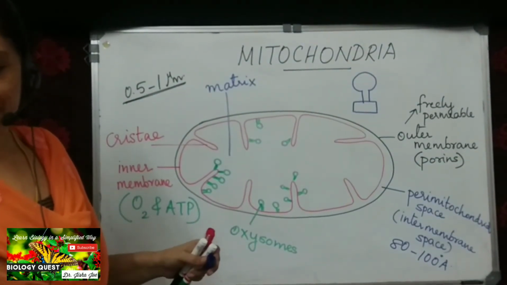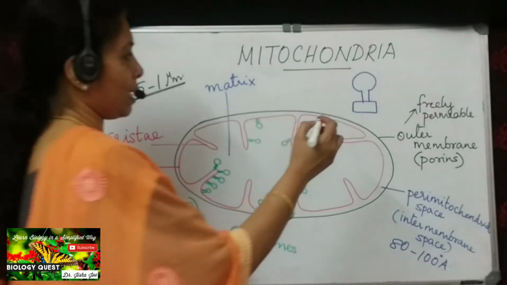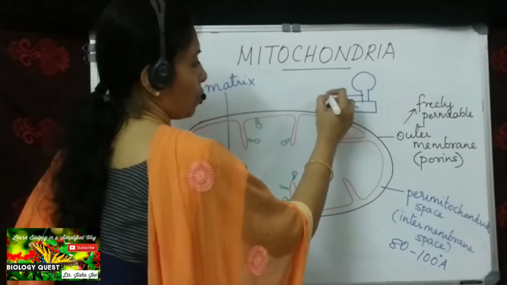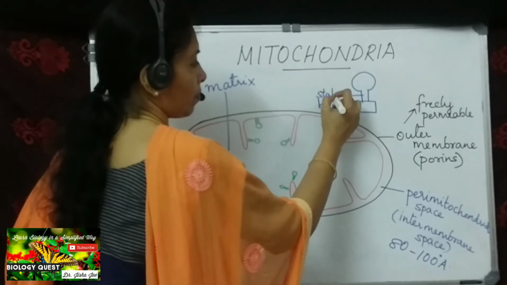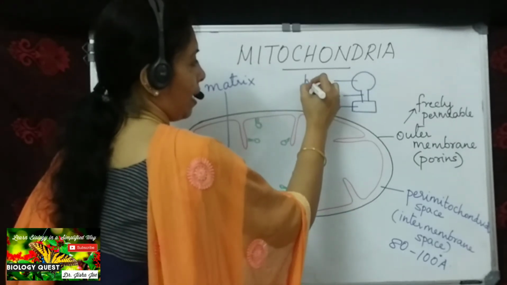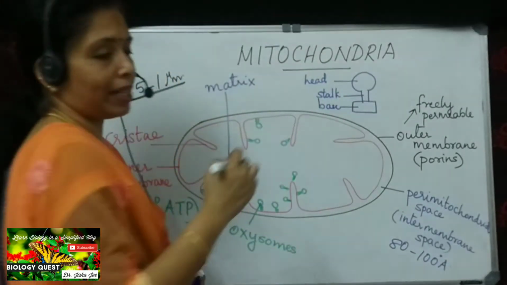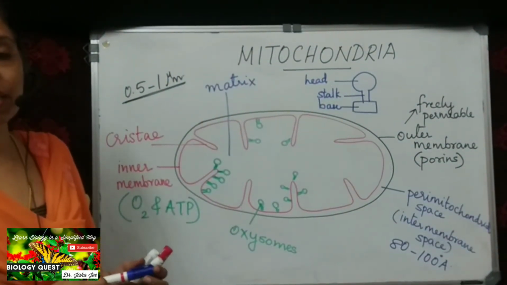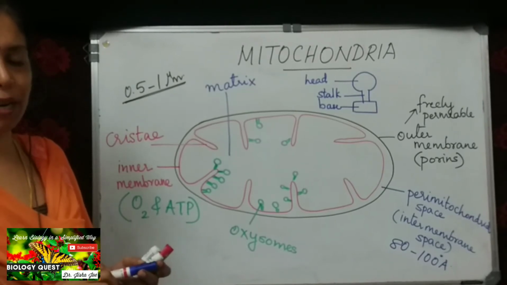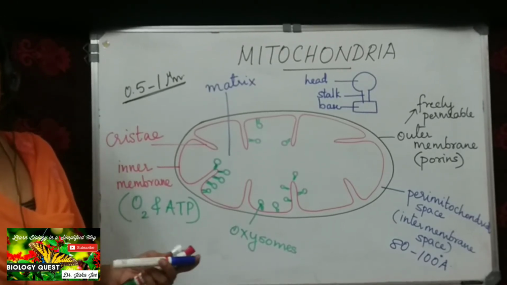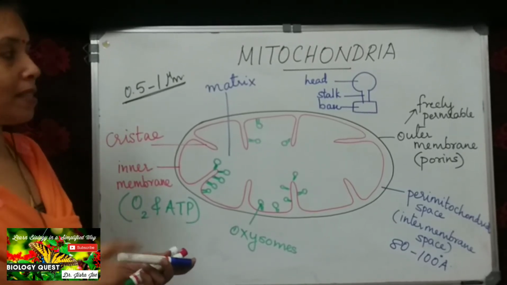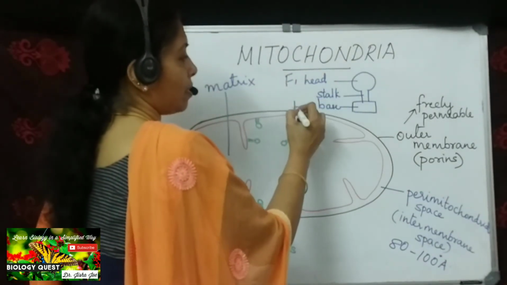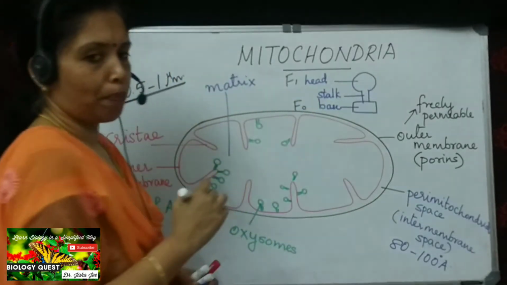It has a basal region, that is the base, that is the stalk, and that is the head region. So that is the structure of an oxysome. It is otherwise called the F0, F1 particle. The stalk and head piece is called the F1 particle, and the base is called the F0 particle.